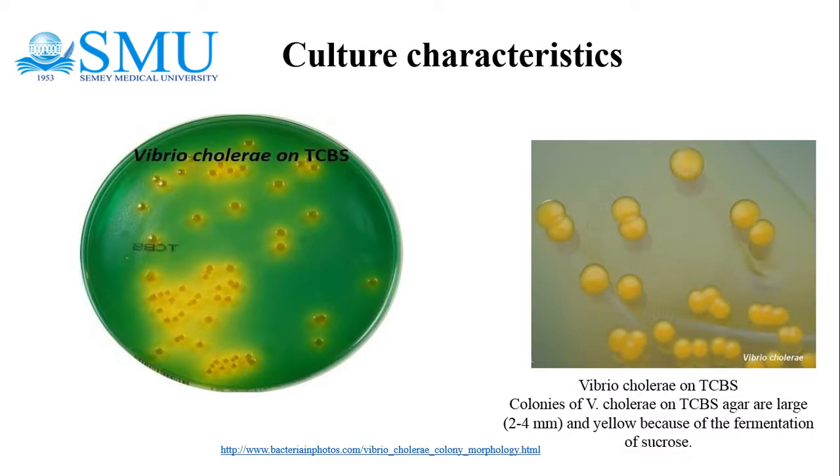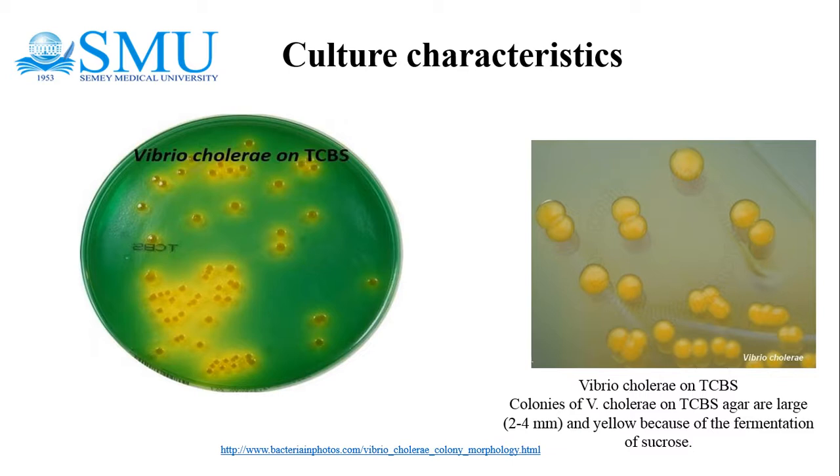Culture characteristics of Vibrio cholerae. To inhibit the commensals, fecal specimens should be inoculated simultaneously onto enrichment broths and selective media. Enrichment broths are incubated for 6 hours. For selective media, the stool specimen is directly inoculated onto a selective medium, and the plate is incubated at 37 degrees for 24 hours.